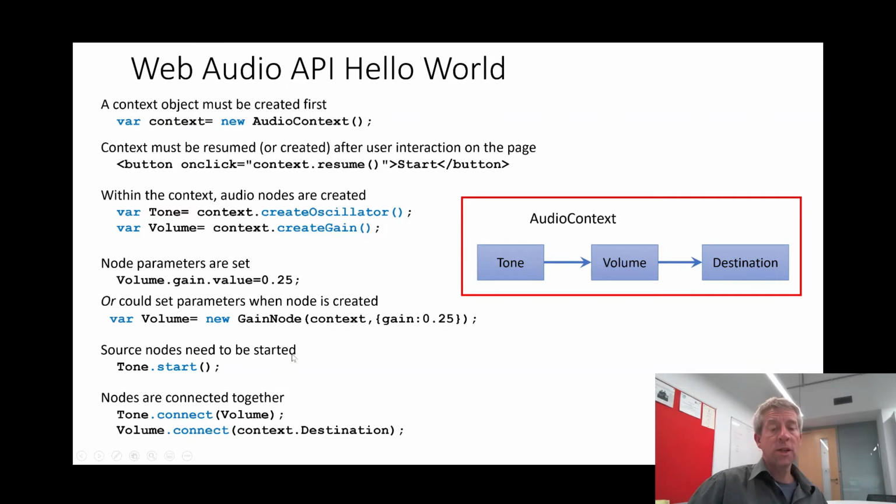Source nodes, those scheduled source nodes that we were talking about, include the oscillator node, so that one needs to be started. Then we have the fun part of the graph, getting these things to interact and getting the signal passed from place to place, and that's done by making connections. So tone connects to volume, connects to destination. And this is the audio context shown in a graph right here. Tone going to volume, going to destination.